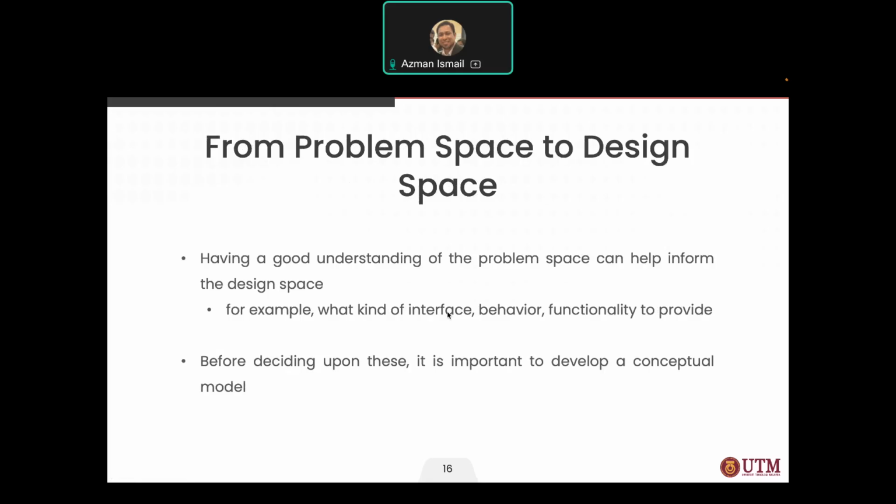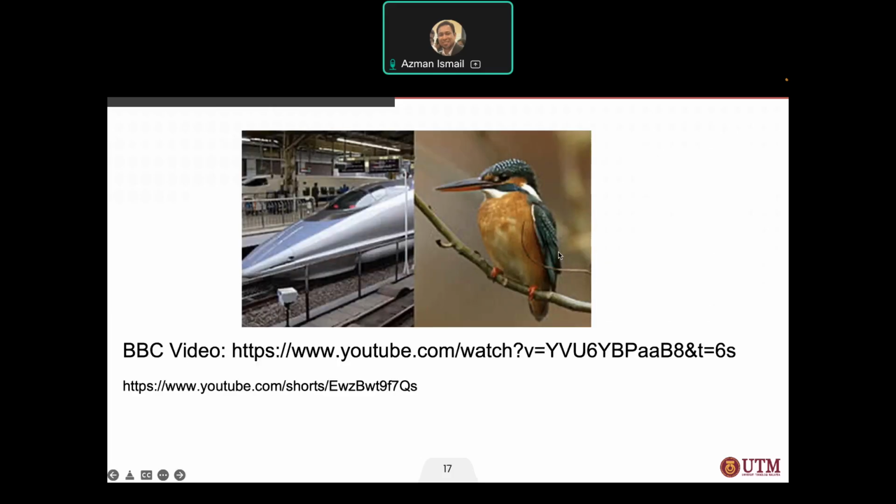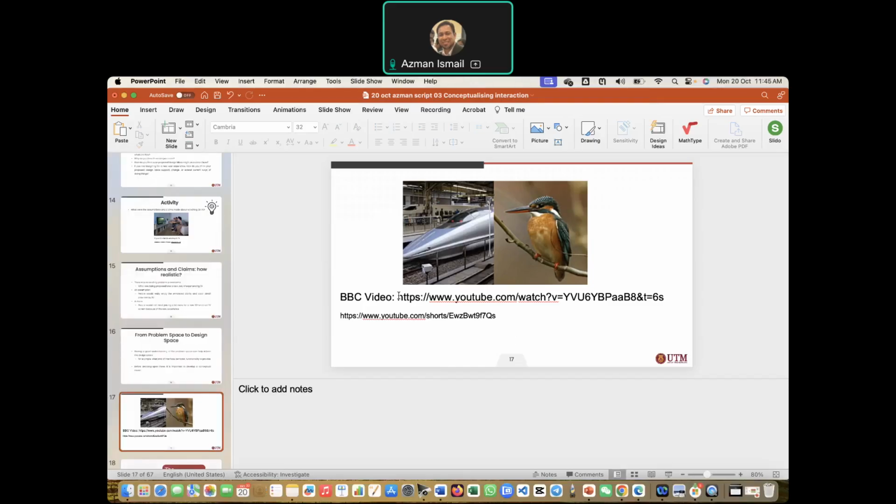Now, when we want to move from problem space to design space, we need a good understanding of the problem space. That can help you in designing. Before deciding to design, you have to understand the problem. Now, if you look into one of the popular movies, I would like to share things about the story behind Kingfisher birds and the Shinkansen Japanese train. The design of the speed train was based on this bird, the Kingfisher bird. Okay, this is the story that I would like to share with you.